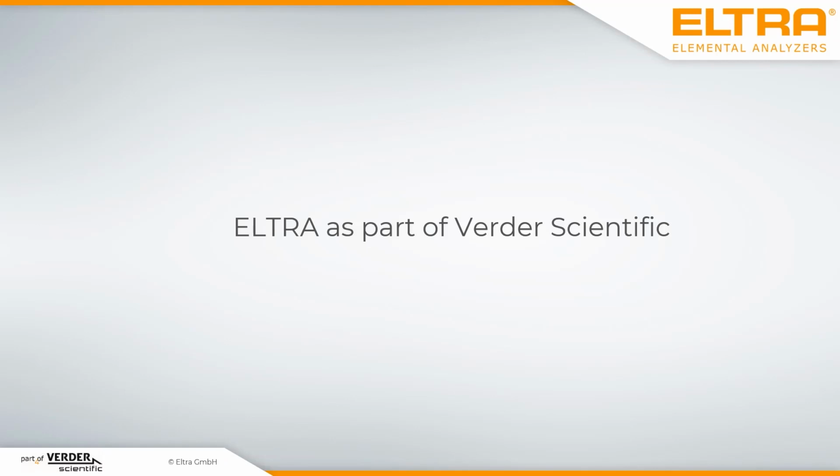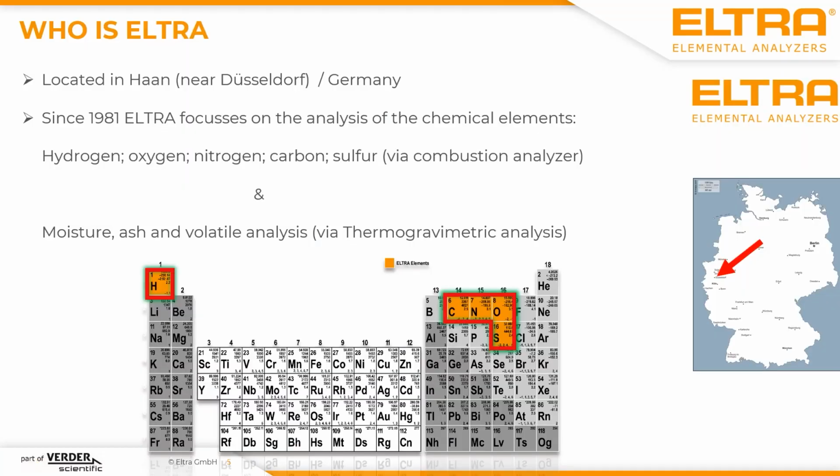Let me first introduce ELTRA and Werder Scientific to give you an idea what our job is, what we are doing, and which analyzers we have in our portfolio. ELTRA is a German company located in Haan, a small town near Düsseldorf, and maybe you see it here on the map. Since 1981, ELTRA has focused on the production and development of combustion and inert gas fusion analyzers. We have analyzers for oxygen, nitrogen, and hydrogen, and of course for carbon and sulfur.